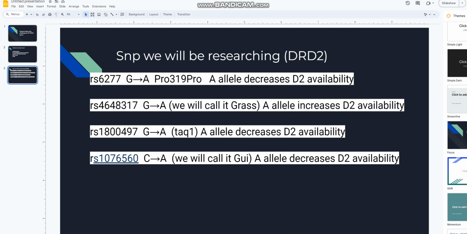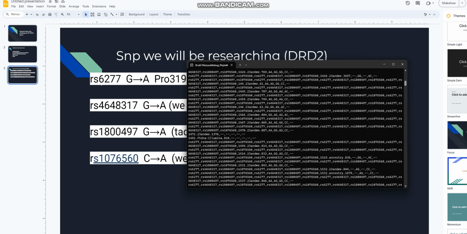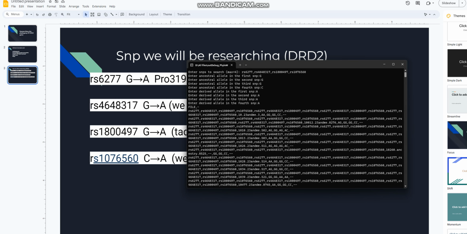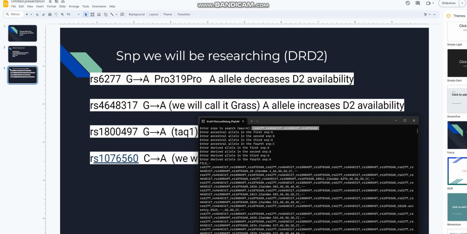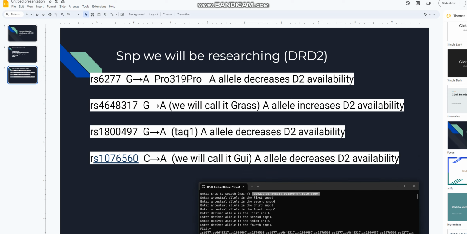But let's go ahead and look at the actual results, which are here. As you can see, what this tool did is it looked for these four SNPs in DRD2, which are Pro-Frenetin Pro, this we all know. There is this variation, which I called grass. It doesn't have a name, it's just RS46, 48, 317, but I'm going to call it grass because it's a lot easier to refer to it that way. There is TAC1, which we all know. And then there is RS10, 76, 560, which is really difficult to pronounce, so we're going to call it GUI.